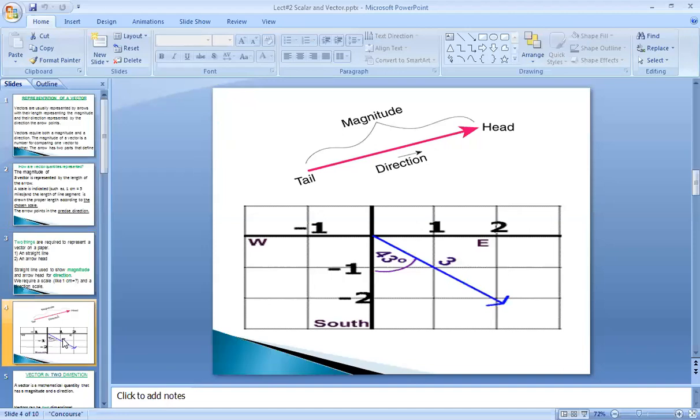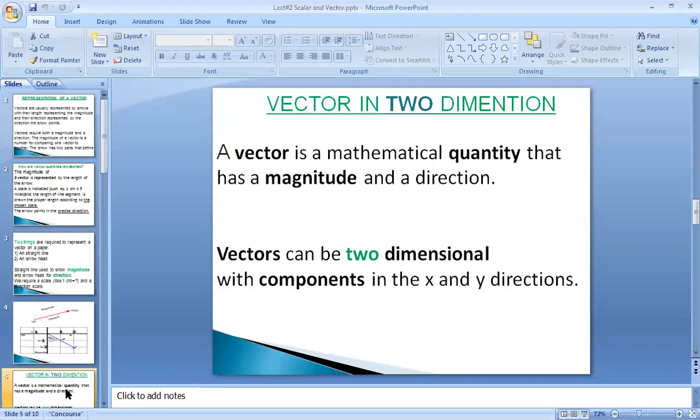So you can use the measurement or the graph paper to represent the vector on a paper. 43 degrees is shown over here. So vectors in 2 dimensions and vectors in 3 dimensions are possible. A vector is a mathematical quantity that has magnitude and direction, and vectors can be drawn in 2 dimensions and 3 dimensions.